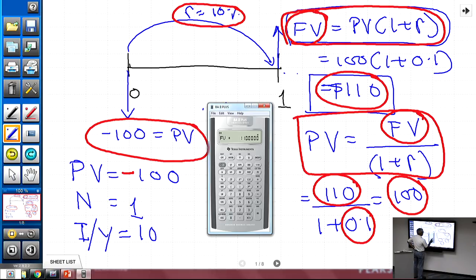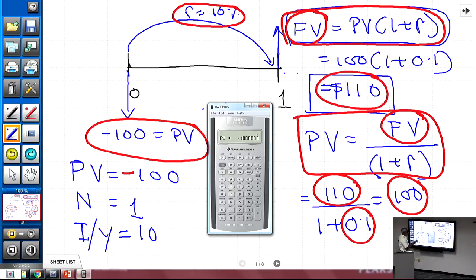And I'm going to do second clear TVM. So everything has now been cleared out. I'm going to repeat it now for the present value calculation. So 110 is now my future value. Note I don't have to change the sign. N is still 1, I/Y is 10, and I'm going to compute present value. Present value calculates out to 100 with a negative sign.